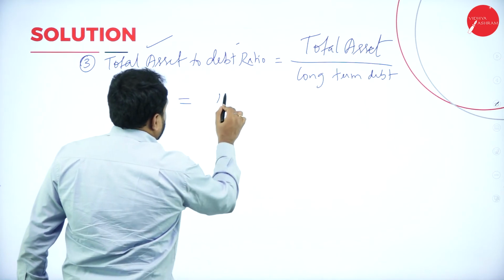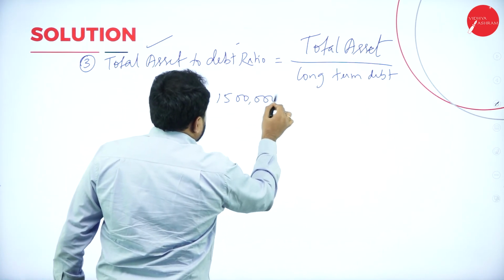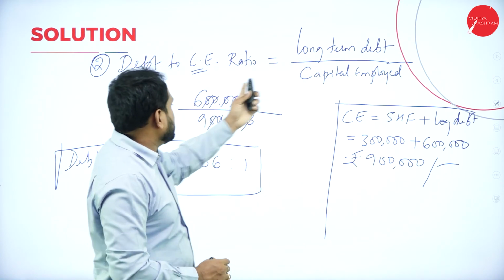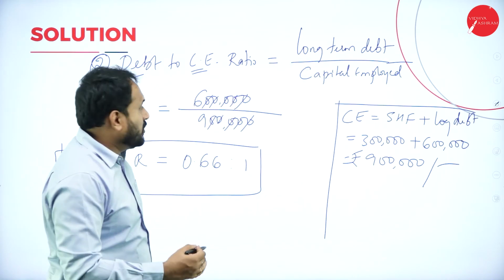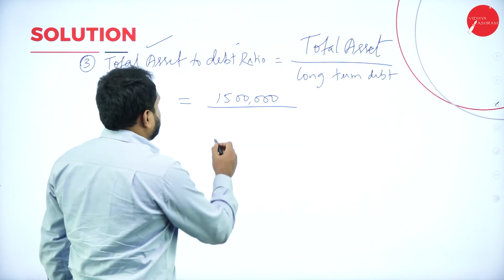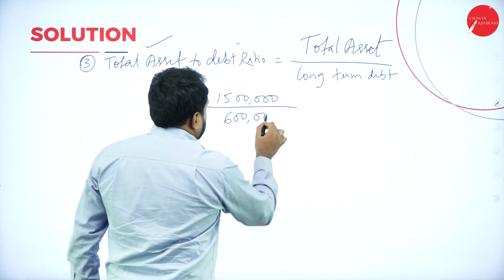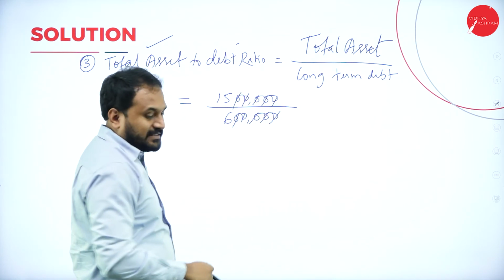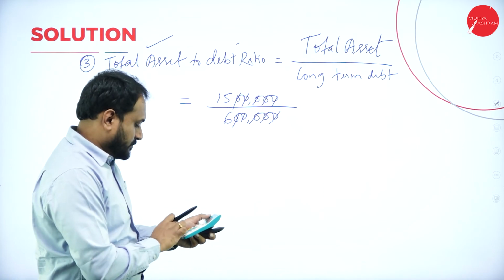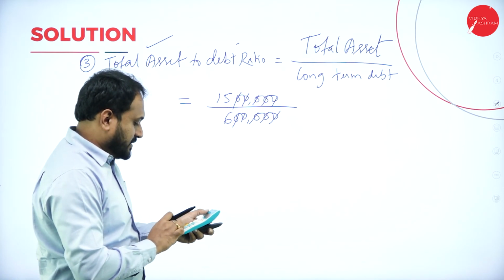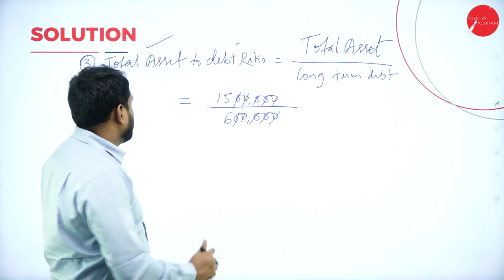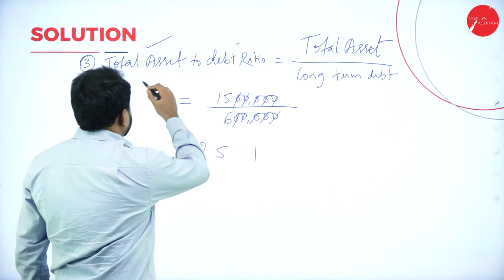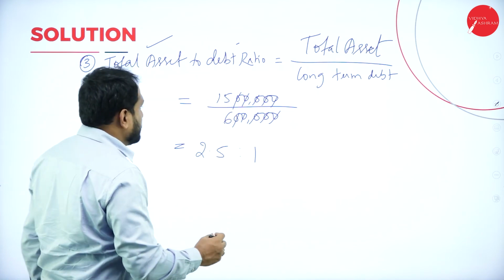So 15 lakh divided by long-term debt. Here only we have long-term debt. How much is it? 6 lakh is what we have, the long-term debt. So we'll write here 6 lakh. So 15 by 6. Take your calci. 15 divided by 6 is equal to 2.5. So it is how much? Is equal to 2.5 is to 1. This is my total asset to debt ratio.